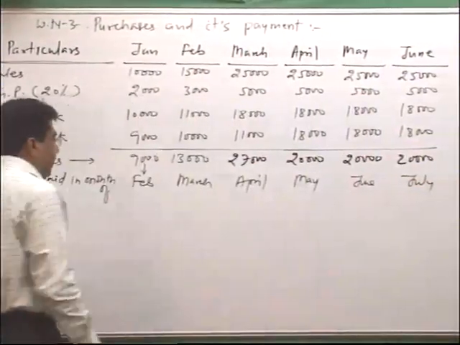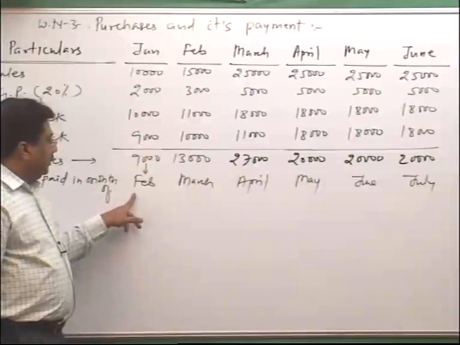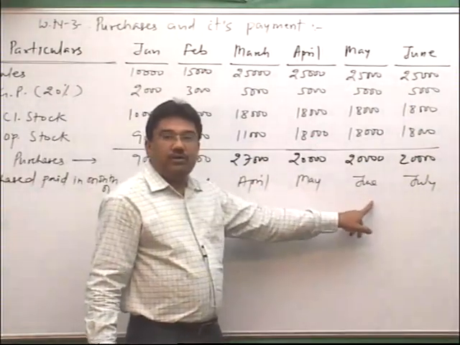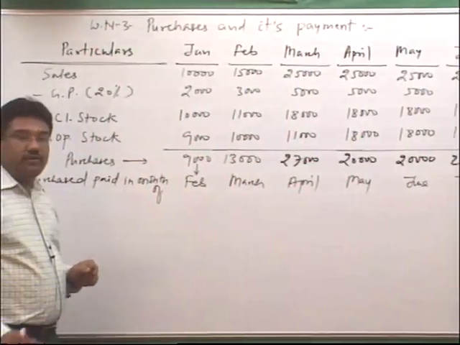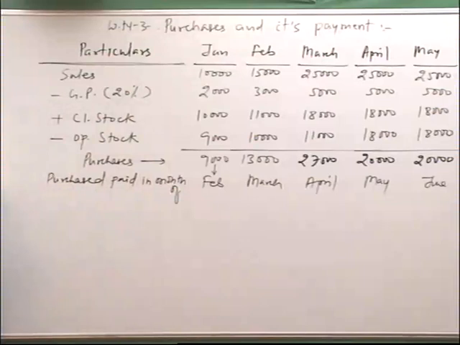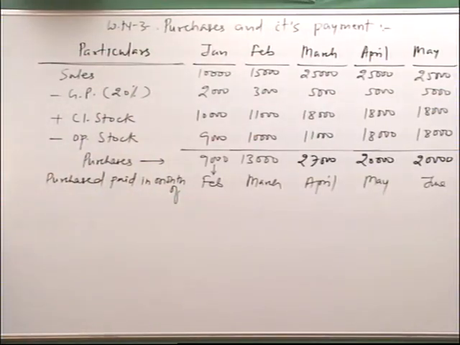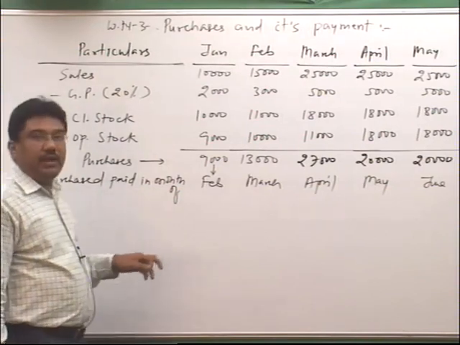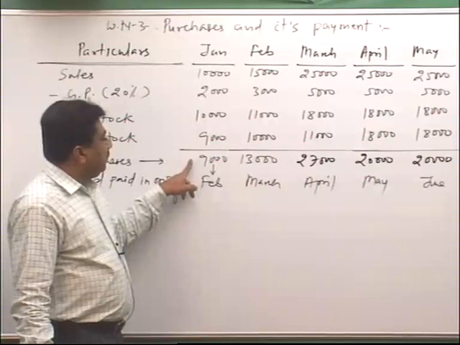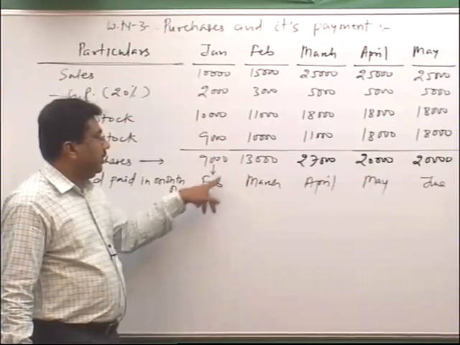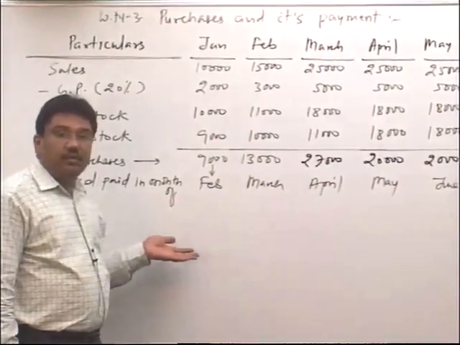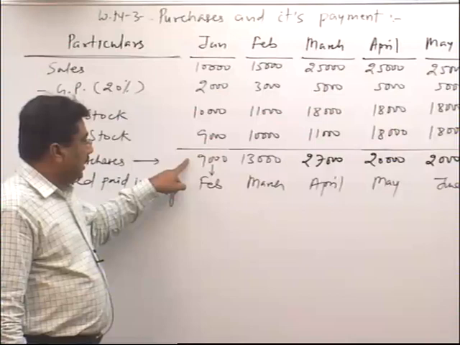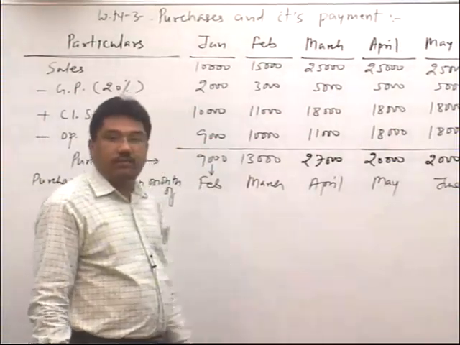So when we prepare cash budget, these figures will go to the cash budget from February to June, and in January we will pay to the creditors of December. So please see the creditors of December given in the balance sheet. It is 8,000. So 8,000 of creditors will be paid in January, and this purchase of 9,000 of January will be paid in February, and so on. By this we finished working note 3. So this is the purchase and this is the month in which it will be paid.